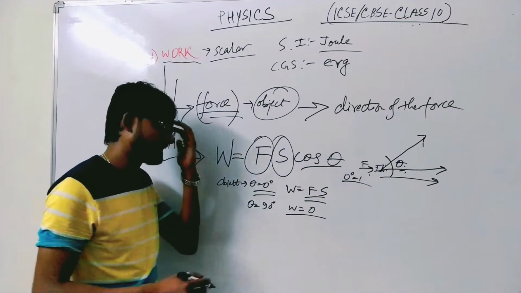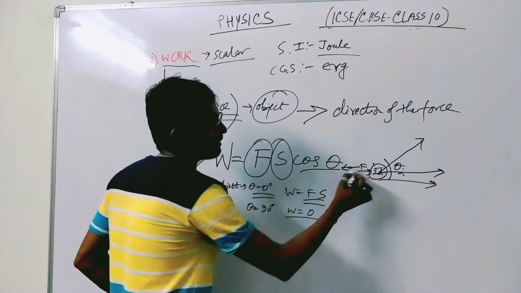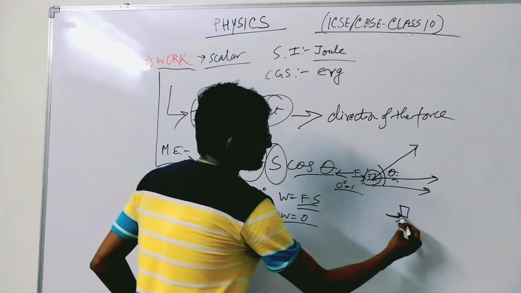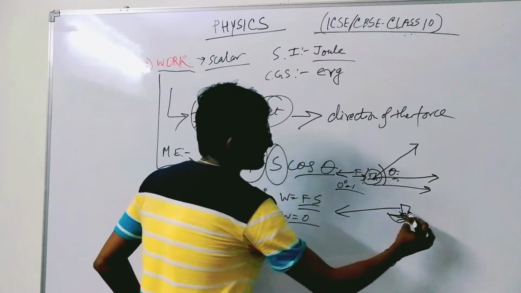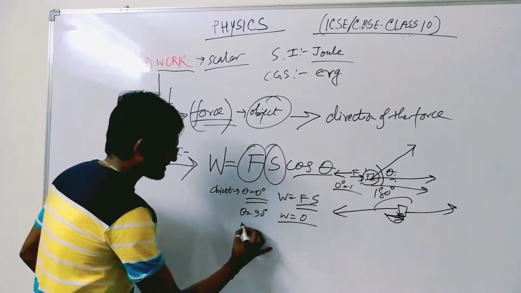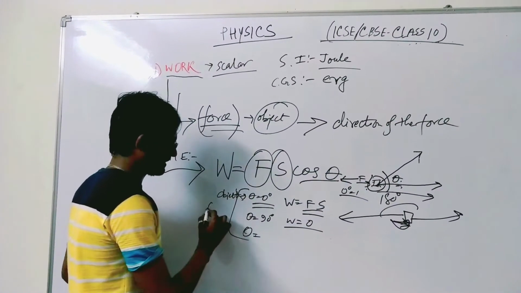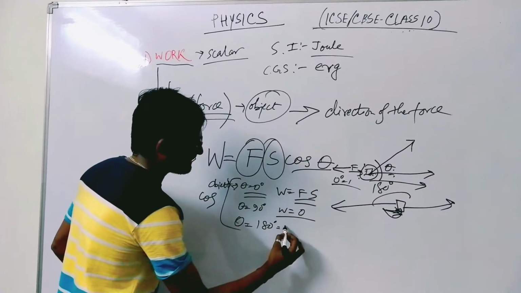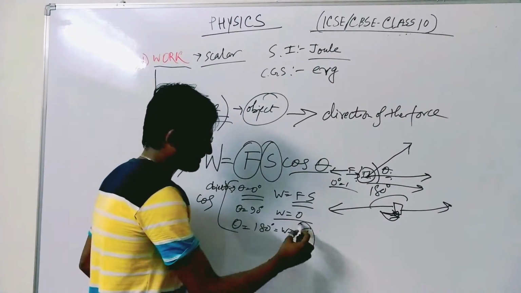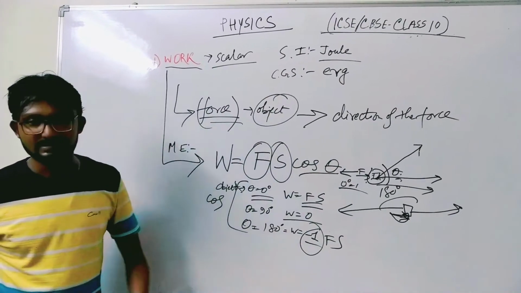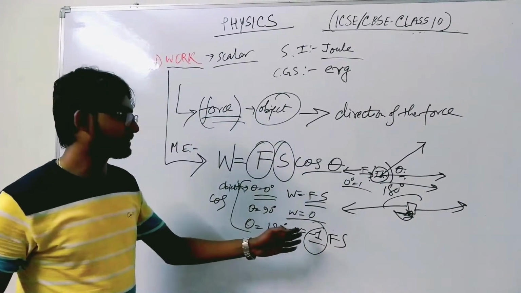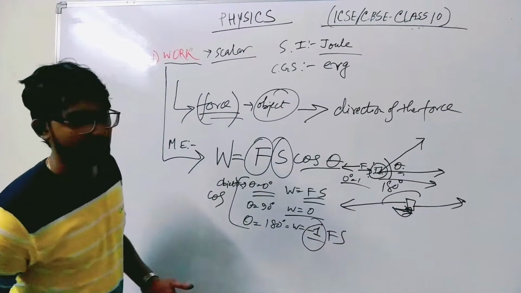Now suppose I'm throwing this ball in the totally opposite direction. Suppose this is the ball, I'm kicking it and applying the force like this, so the ball is moving in the opposite direction. So this is 180 degrees. So theta is equal to 180, and cos 180 degrees is minus 1. So W will be minus Fs, W equal to minus 1 times Fs. So these are all the factors regarding cos.